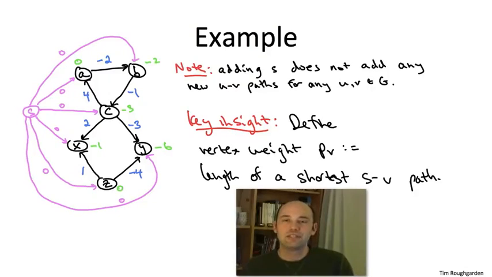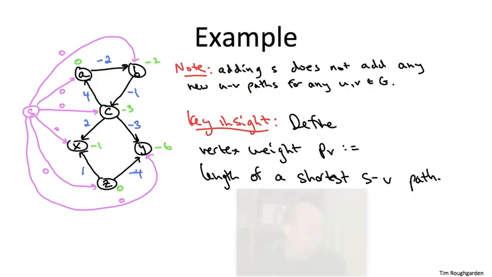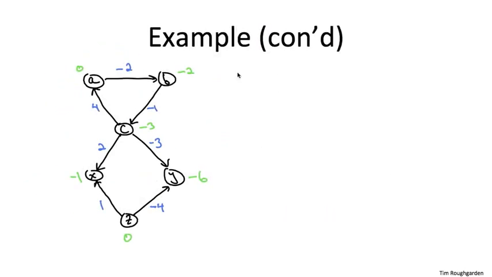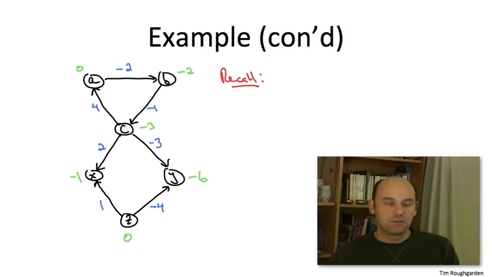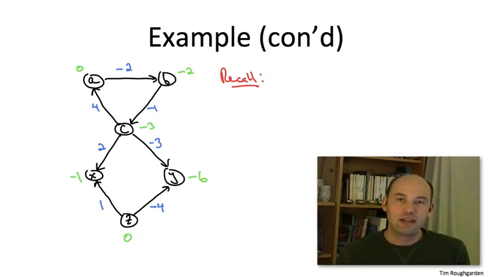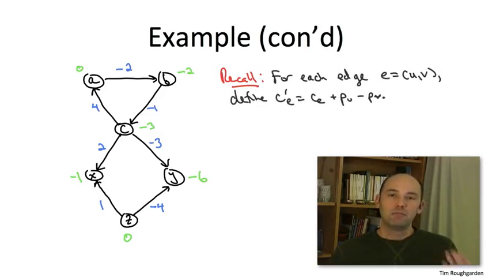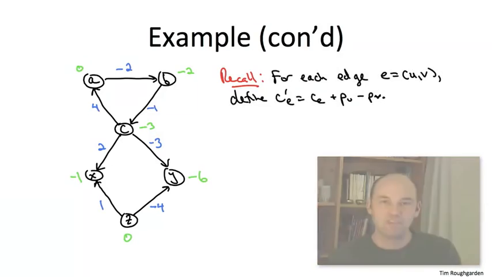What I want to do next is see the effect of reweighting using these vertex weights. So to do that, let me redraw the example. Let's recall the formula for the reweighting technique. Given vertex weights like these, you define the new length c'e of an edge e, say from u to v, as its original length ce plus the weight of its tail, p sub u, minus the weight of its head, p sub v.